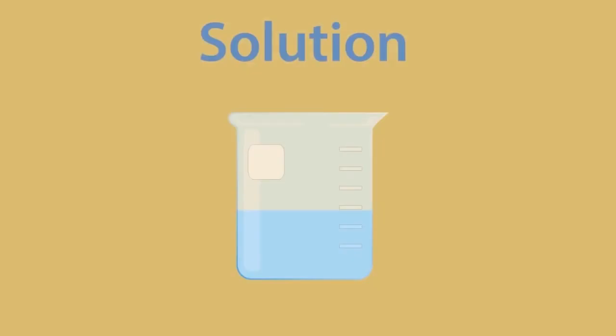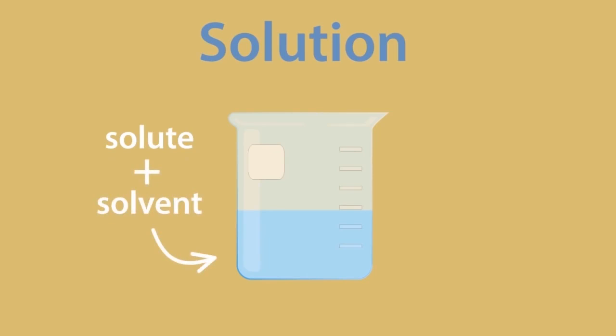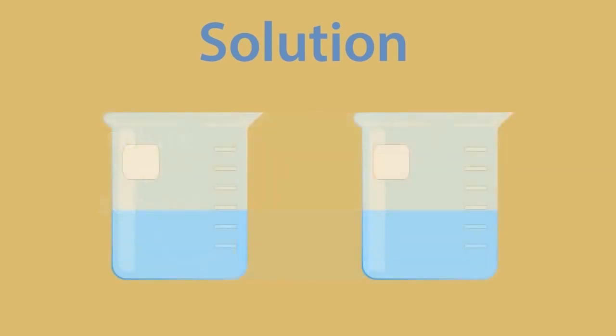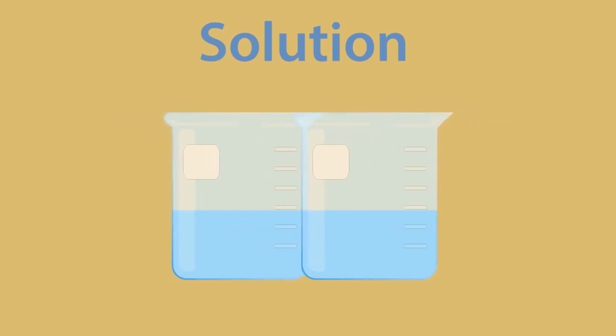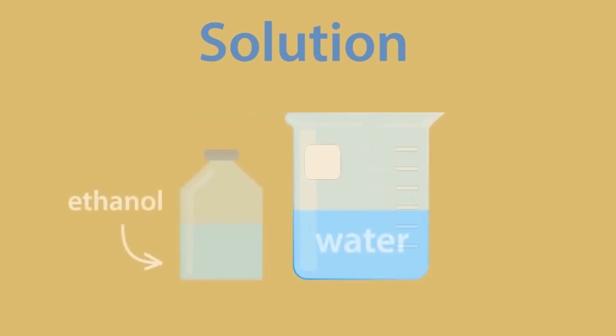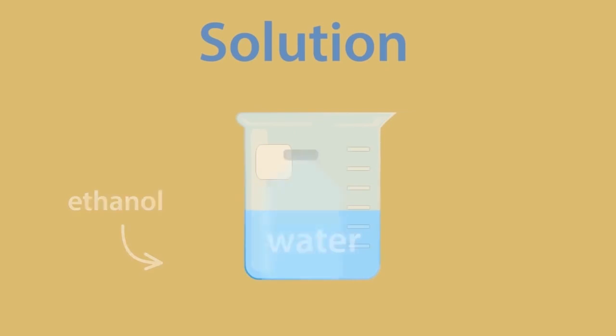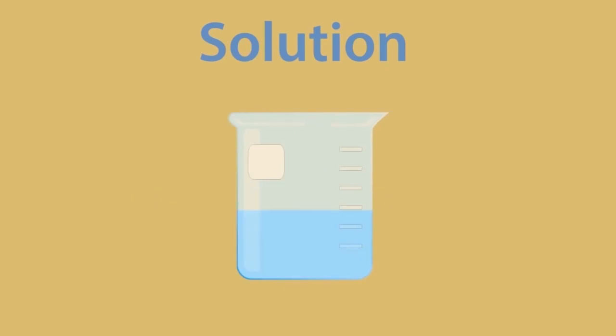A solution is a mixture of two or more substances in the same phase. This is formed when a solute is dissolved in a solvent. A solution can also be formed when two or more miscible liquids are mixed together. When ethanol and water are mixed together, a solution is formed.